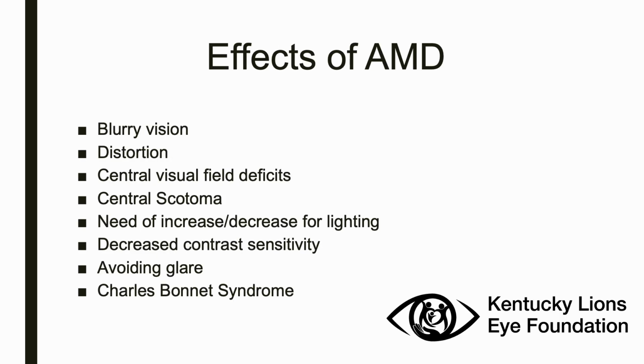The visual effects of AMD can include the following: blurry vision, distortion, which usually occurs when seeing straight lines turn into wavy lines, central visual field deficits but normal peripheral fields, a central scotoma, which is a blind spot, the need for increased or decreased lighting, decreased contrast sensitivity, avoiding glare with sunglasses, hats, or visors.